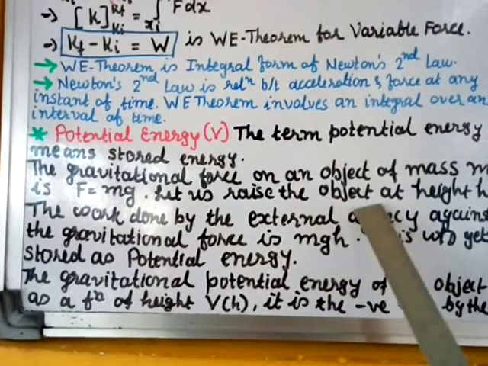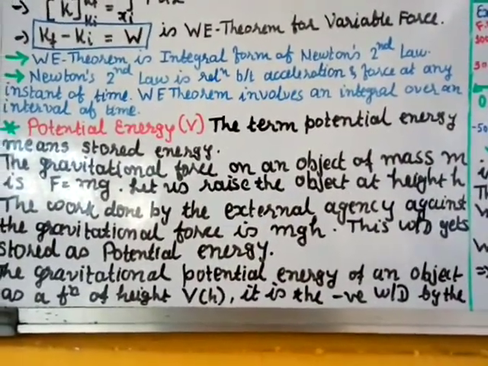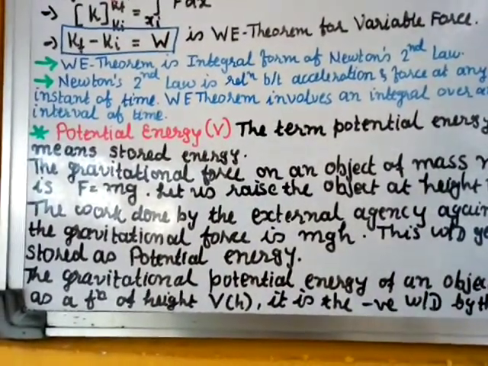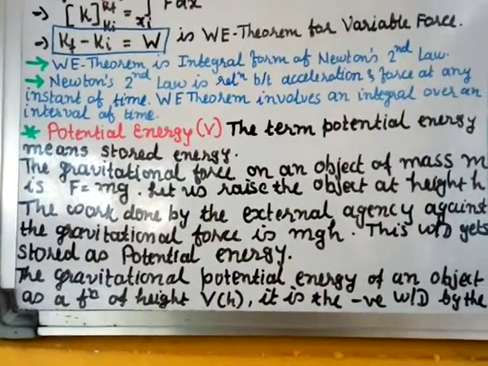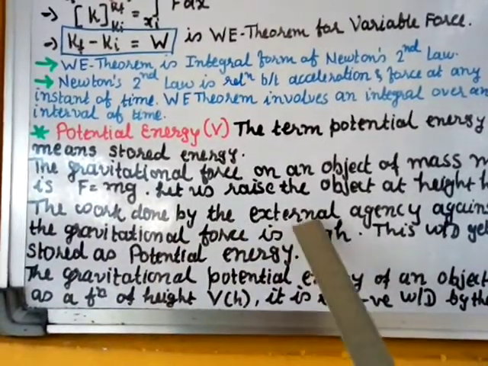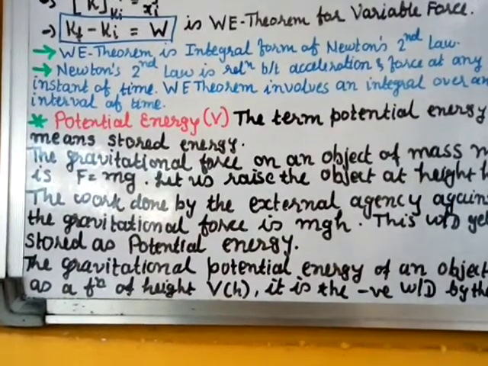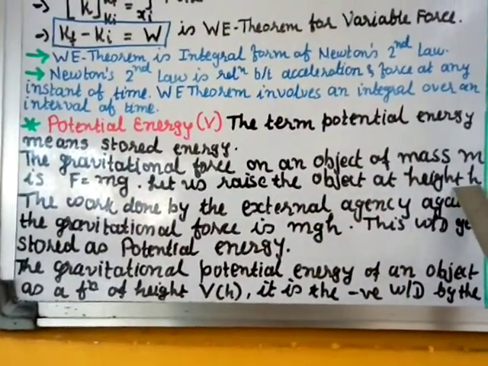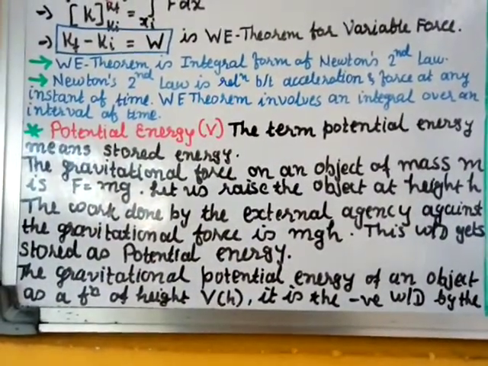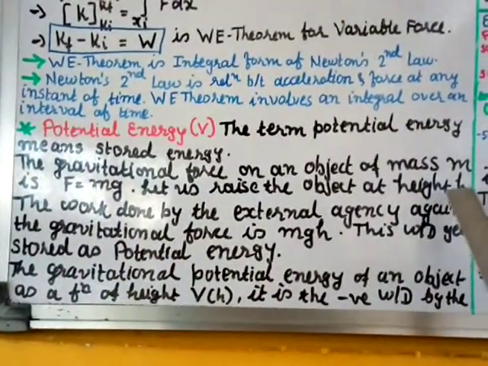Let us raise the object to height h. Now suppose I raise an object of mass m to height h. Suppose you are taking a ball and throwing it upward, or taking it up to height h. So I am taking here an object. The work done by the external agency against the gravitational force is mgh. See the displacement, I am taking it up h. The displacement is h and the force is mg. So the work done will be force into displacement, that means mgh. Mg is the force and displacement is h.